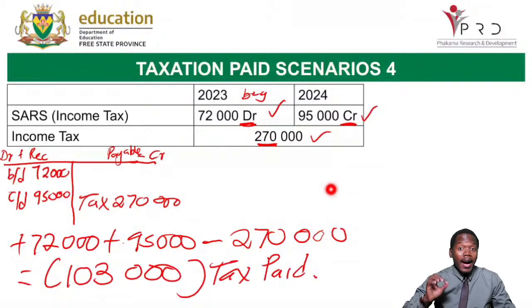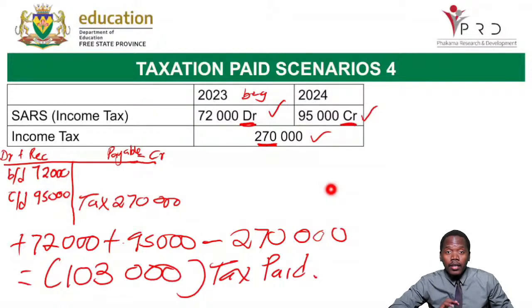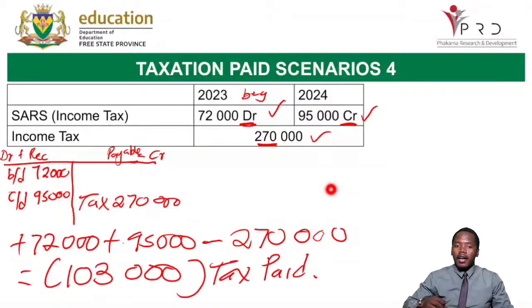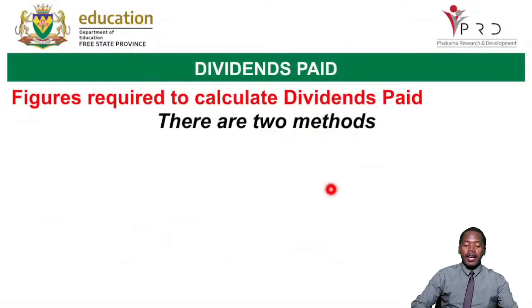Now, grade 12s, we are done with our scenarios for the tax paid. We have 4 scenarios. One of them we are going to see in our final exam. We may see it in our final exam. Now, we are looking at the dividends paid. What is dividends paid? The money we've paid for our dividends.